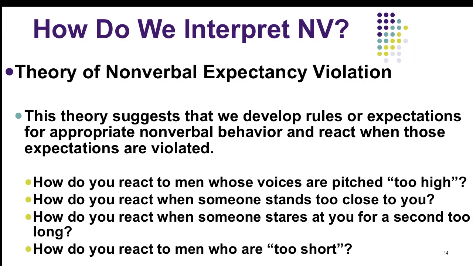How do we interpret nonverbal violations? The theory of nonverbal expectancy violation suggests that we develop rules or expectations for appropriate nonverbal behavior and react when those expectations are violated. For example, how might you react when guys have voices that are pitched too high in society's eyes? How do you react when someone stands too close to you? How do you react when someone stares at you for a second too long? How do you react to men who are too short by society's standards?